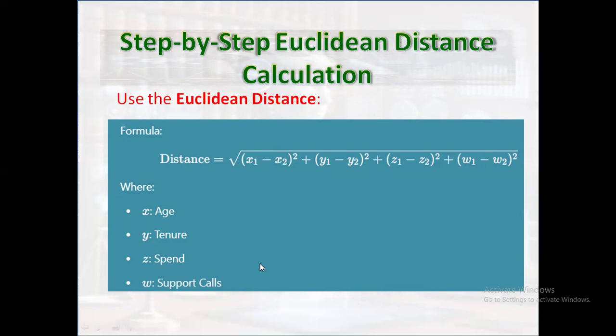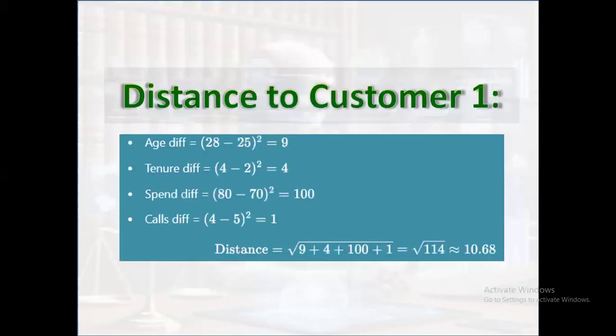To determine the similarity, we use the Euclidean distance formula, which calculates how far one customer is from another in terms of numeric attributes. The formula squares the differences in age, tenure, monthly spend, and support calls between two customers, sums them, and takes the square root. This gives us a single number representing how similar each past customer is to the new customer. The smaller the number, the more similar they are.